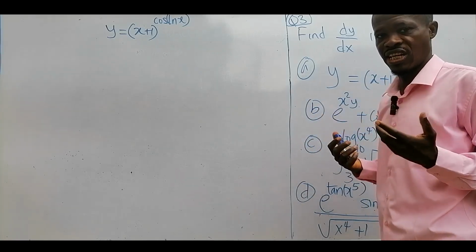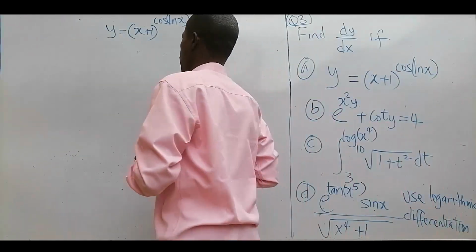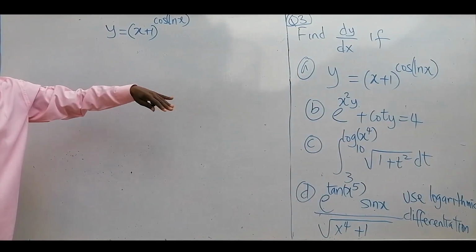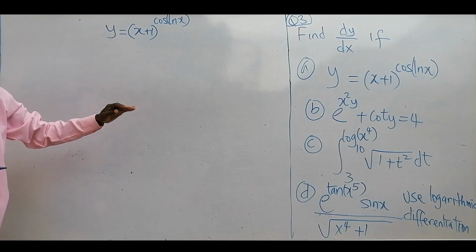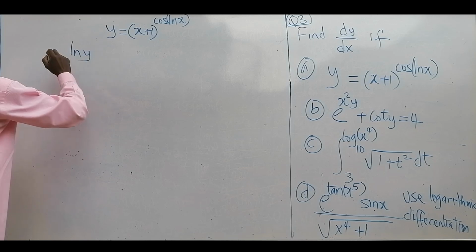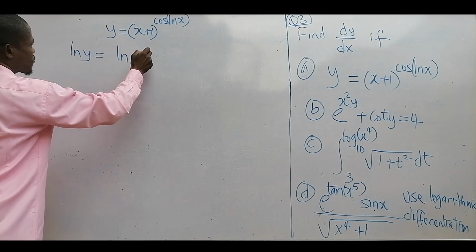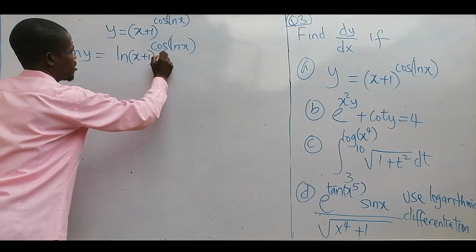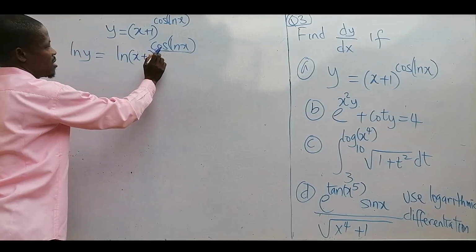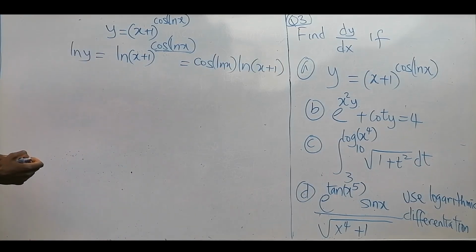And in such case, we use logarithmic differentiation. Take the ln of both sides. If you are using logarithm, the first thing you do is take the ln of the two sides of the equation. So that will be ln y equal to ln of this function. And if you do that, according to the rules of logarithm, this power will come to the front. So that's what we have now.